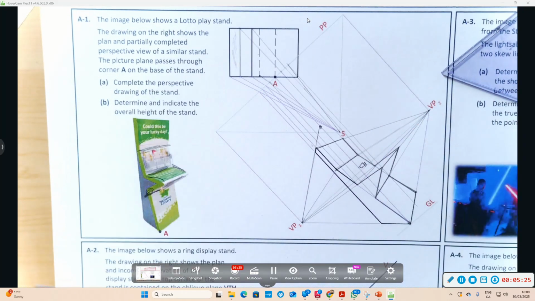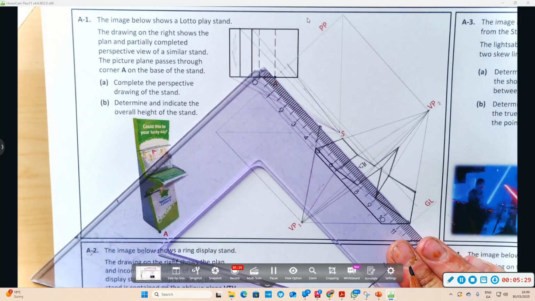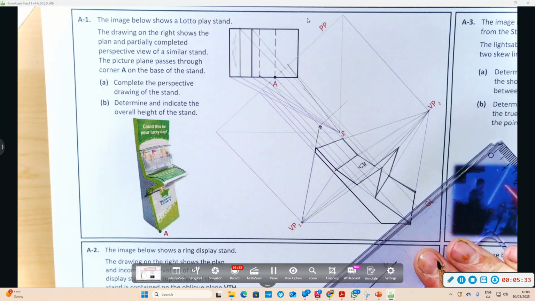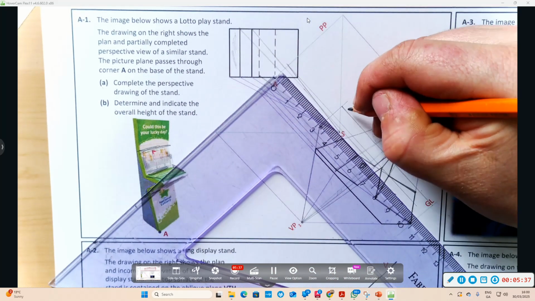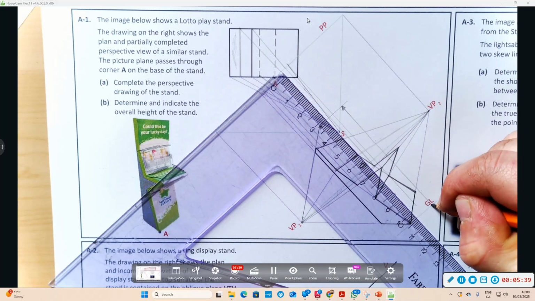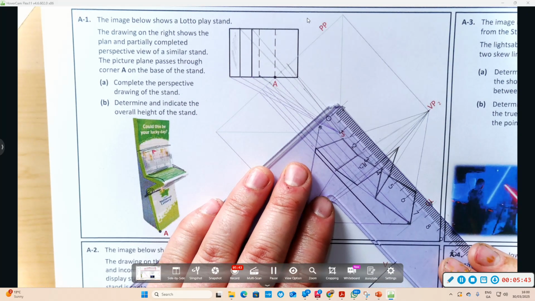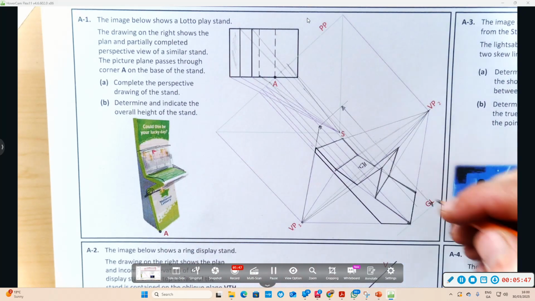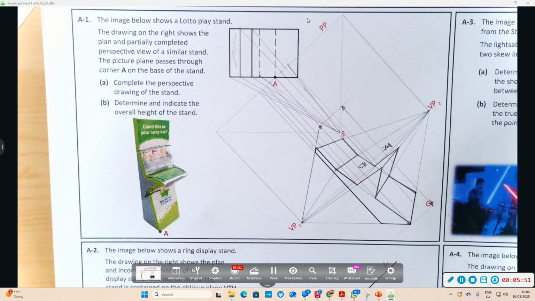Now, it says determine and indicate, so don't forget to add in the dimension. So we're going to take it out and we're going to measure it in. Because if you forget to indicate it, you can lose marks. Okay. And it's 74. Right. Thank you guys.